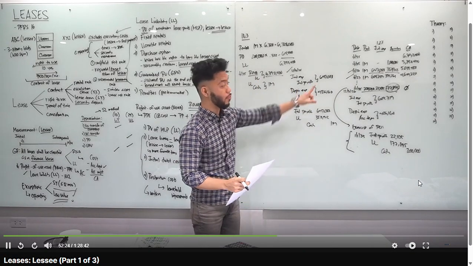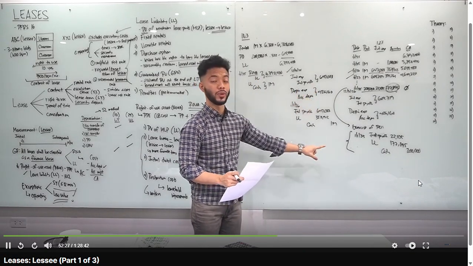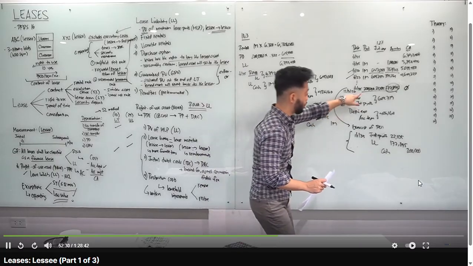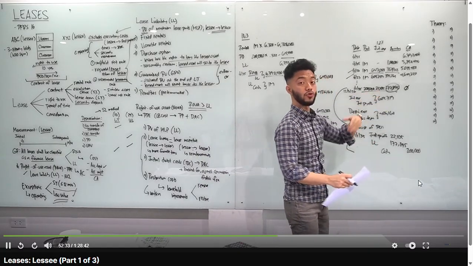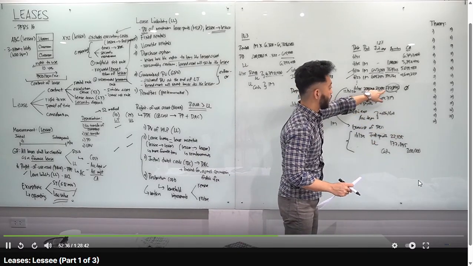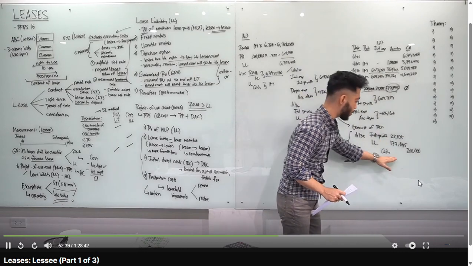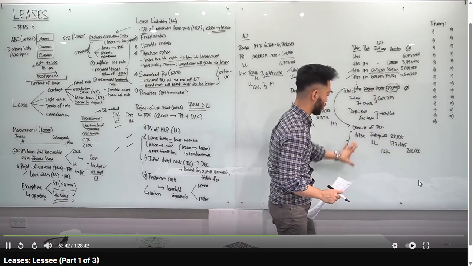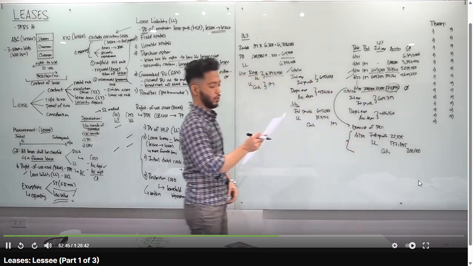Kung mapapansin nyo, kung ano yung nasa amortization table natin, usual entry, ganun lang din yung entry mo kapag nag-exercise ka ng purchase option. Again, debit interest payable, 22,105 kasi inaccrue mo yan last December 31, tama? Debit lease liability, 177,895. Credit cash, which is the purchase option, 200,000. This is the entry upon exercise of the purchase option.